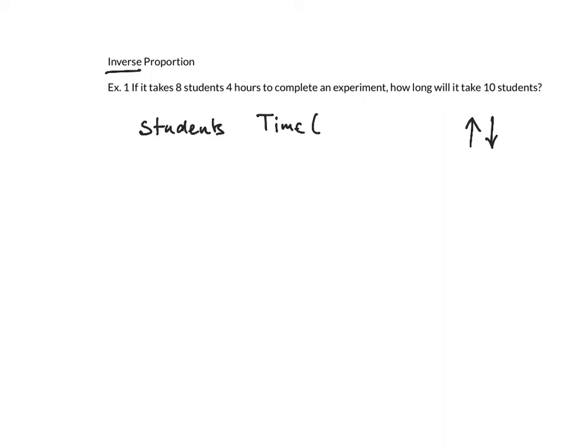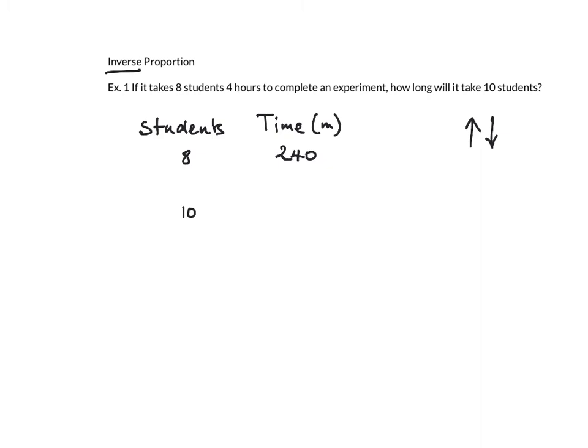I could maybe change that into minutes, I think. 8 students and 4 hours, 4 times 60, that's 240 minutes. Now, I want to increase the number of students from 8 to 10. You'll see I've left a gap between the 8 and the 10.